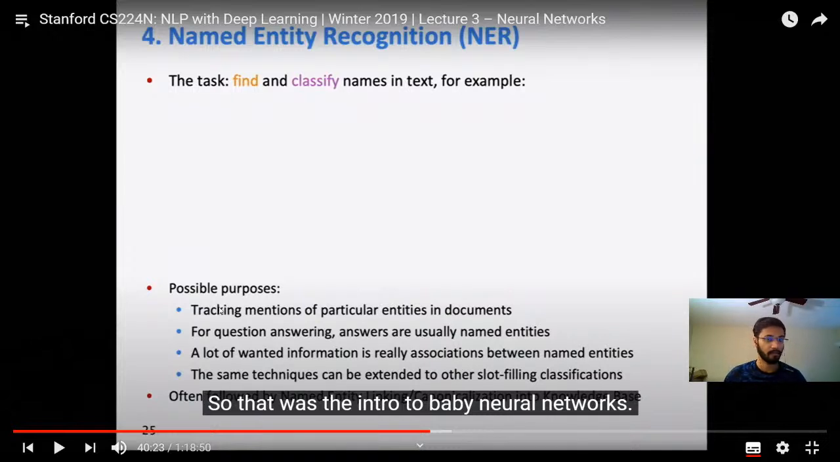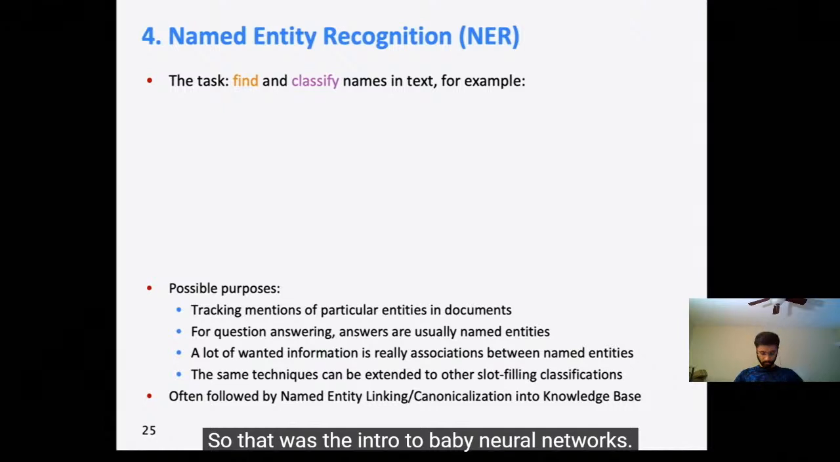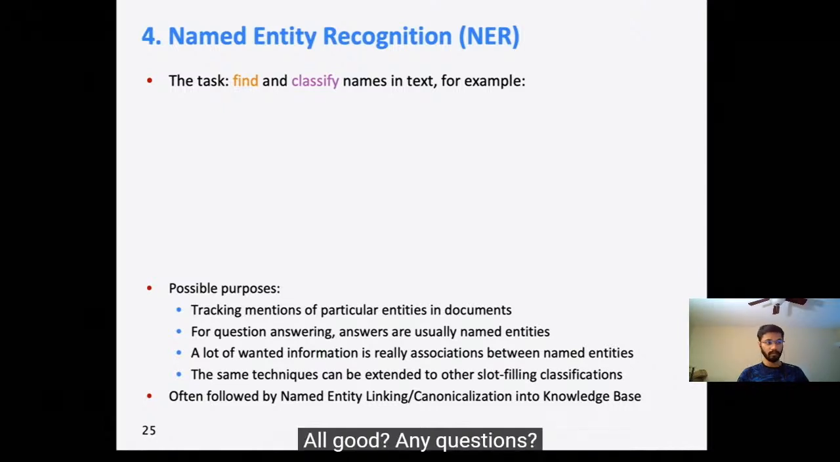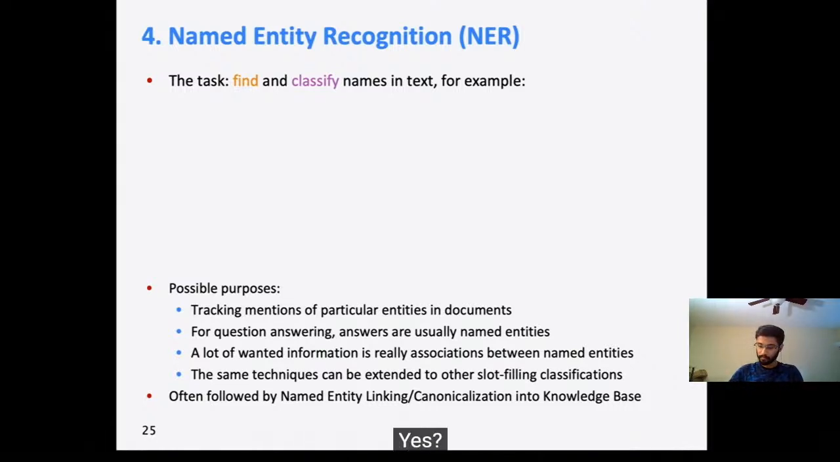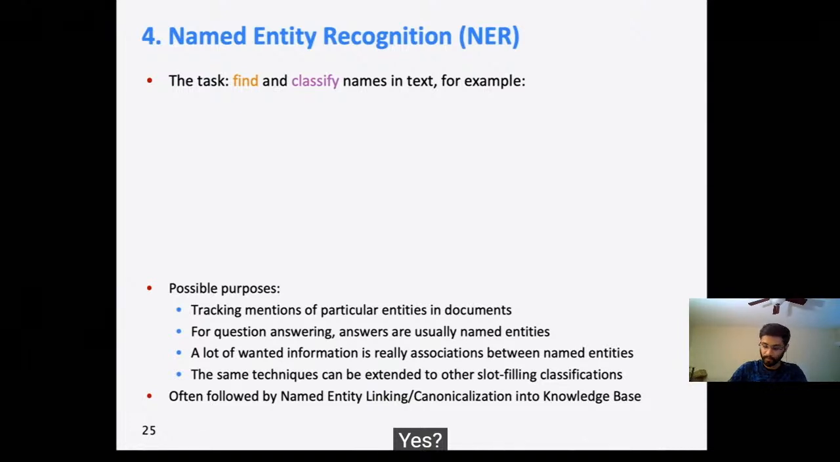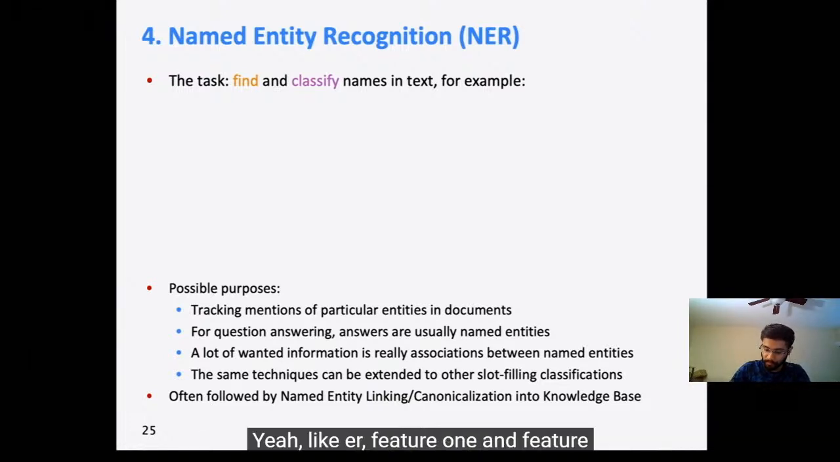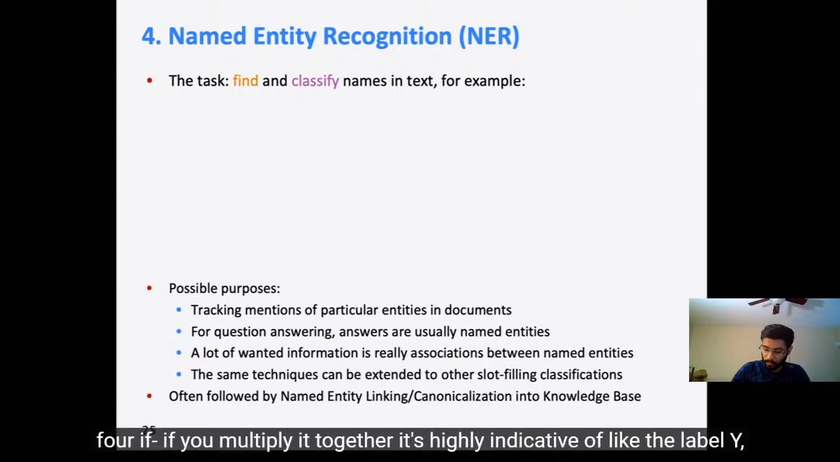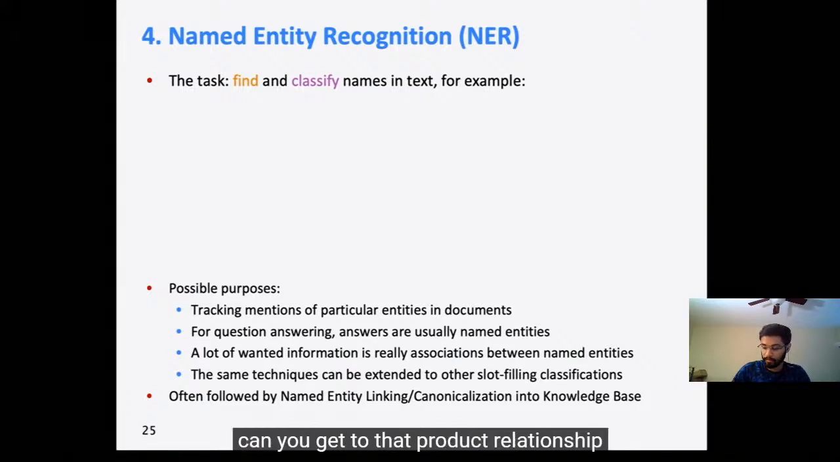Let's go. Neural networks. All good? Any questions? Yes. What if you have feature 1 and feature 4, and if you multiply them together, it's highly indicative of the label Y? Can you get to that product relationship through just multiple layers that are linear?